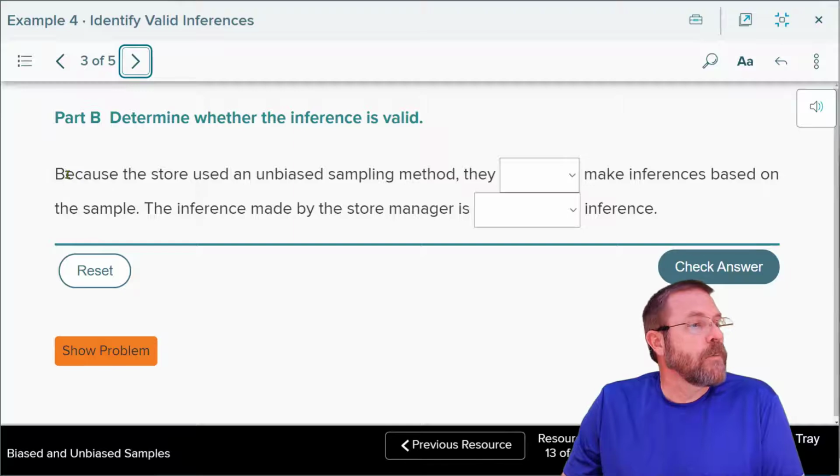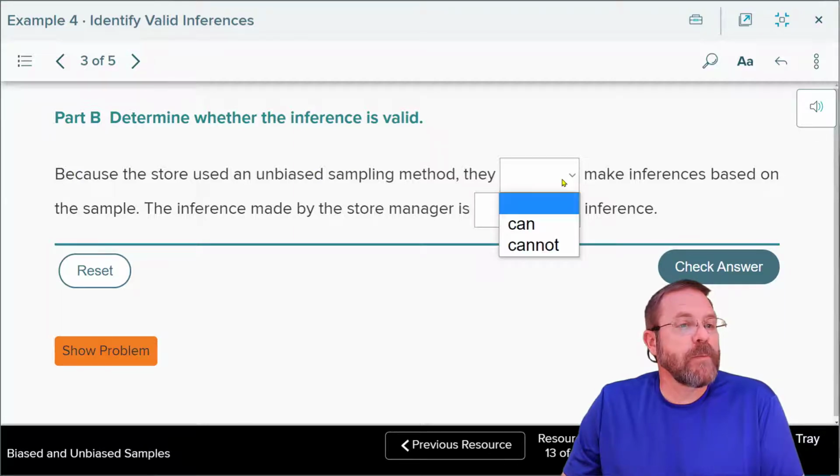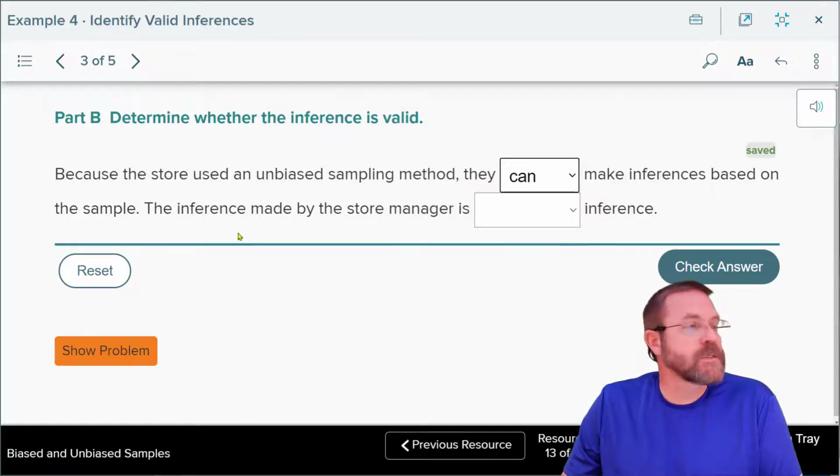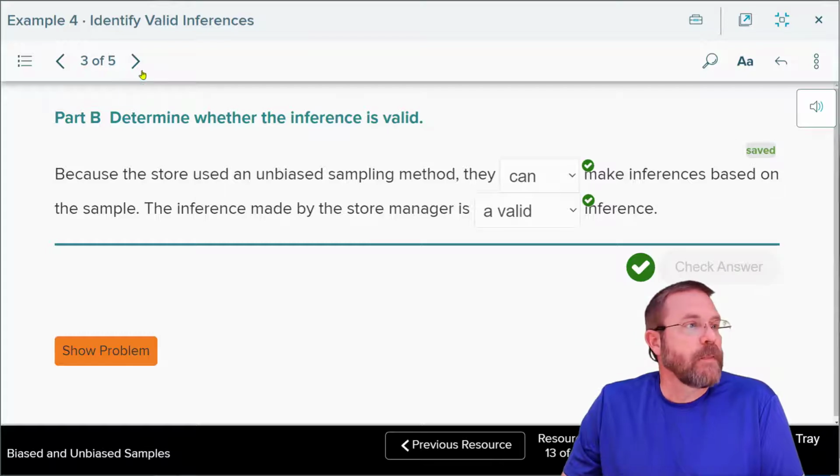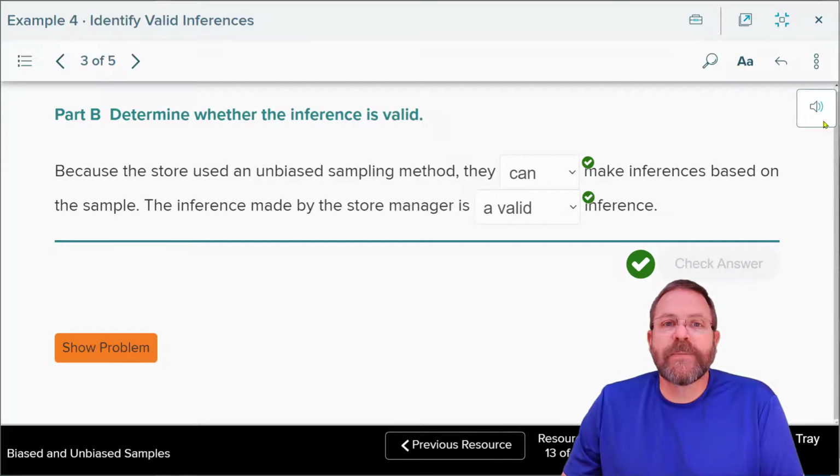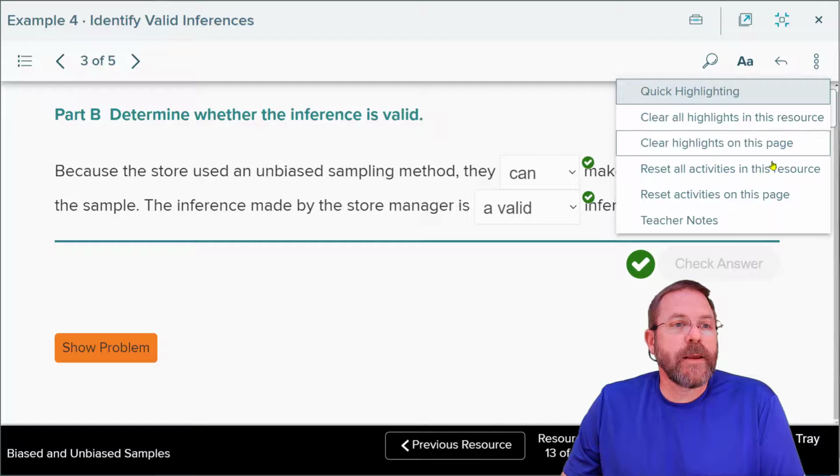Because the store had an unbiased sampling method, they can make inferences based on the sample, and the inference made by the store manager is going to be a valid inference. That's all there is to doing these. Easy math. We'll go ahead and reset that one.